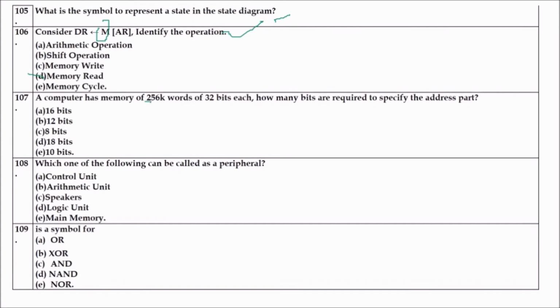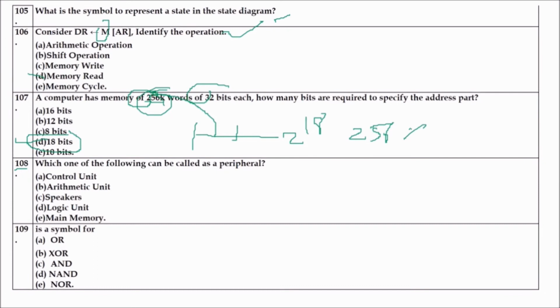A computer has a memory of 256K words of 32 bits each. How many bits are required to specify the address part? So, how many bits? It is 18. Let me tell you: 256K is nothing but 256 into 1024, that is 2 to the power 8 times 2 to the power 10, that is 2 to the power 18. That is why we have come to 18 bits.